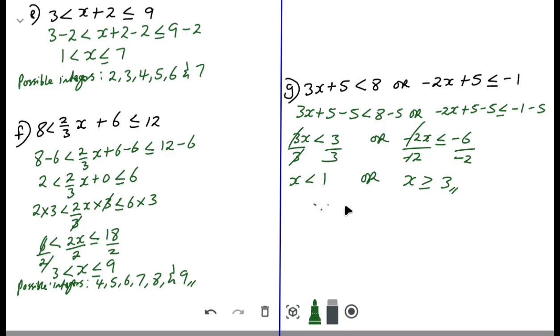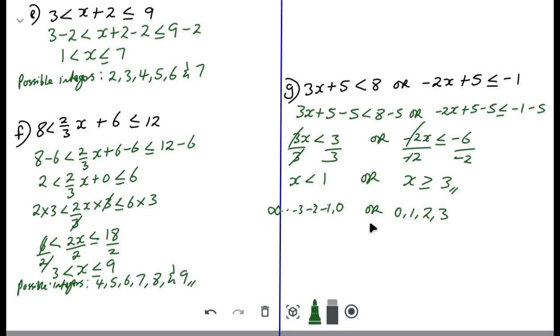Therefore, the possible value of x here is going to be, since x is less than 1, the possible value is going to be 0, minus 1, minus 2, minus 3 to infinity. Or x is greater than or equals to 3. So we're going to be having 0, 1, 2, and 3. This will be the possible value.